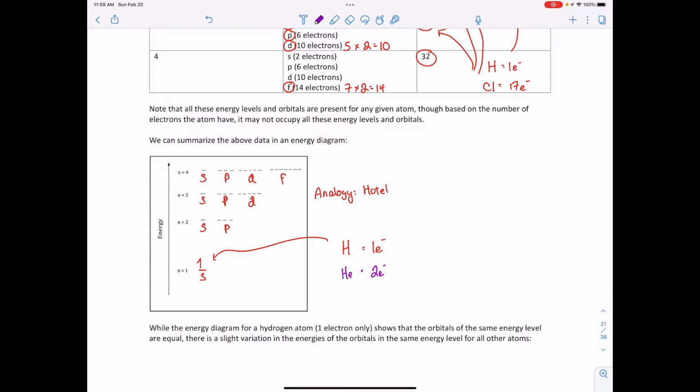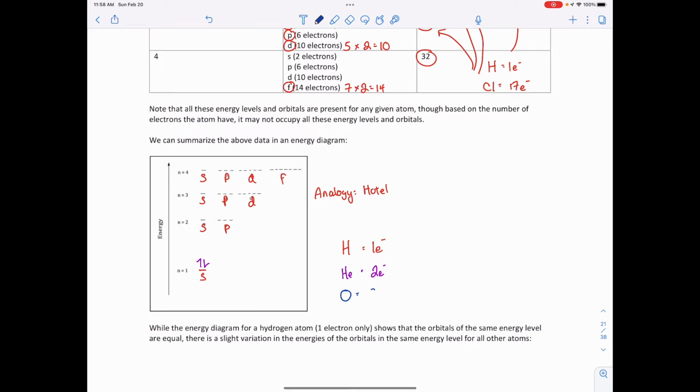If I had, let's say, a helium atom, a helium atom has 2 electrons, then I would have one for the first electron filled there, and then the second one sharing the room, sharing the orbital. If I had, let's say, a carbon atom, no, let's do oxygen.